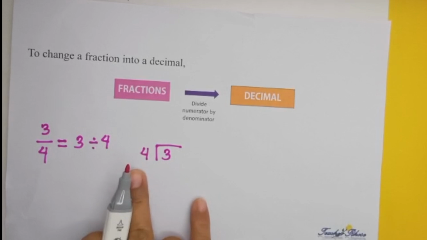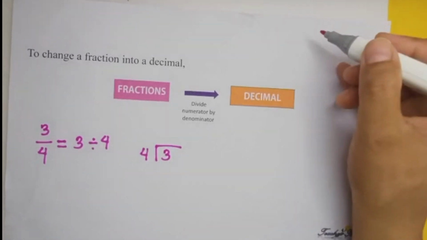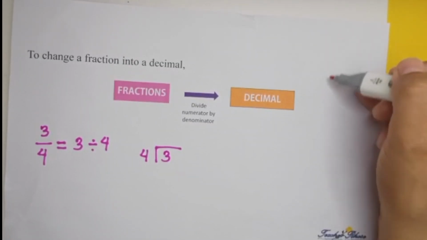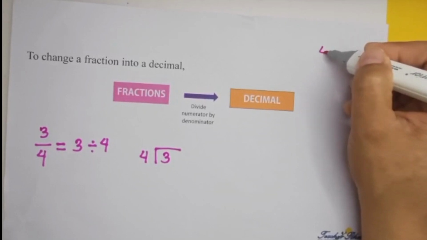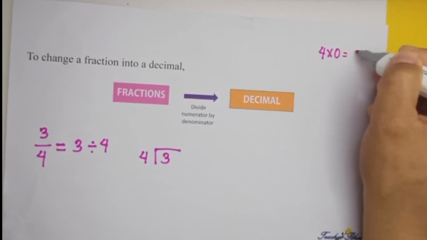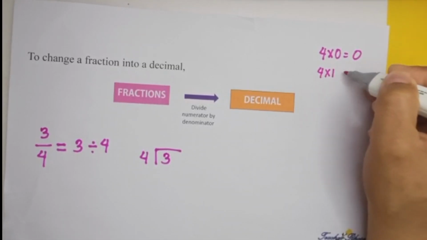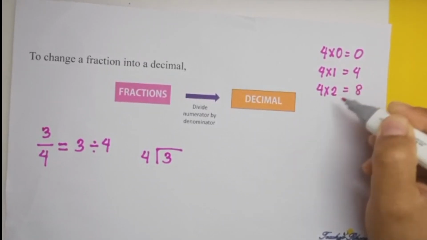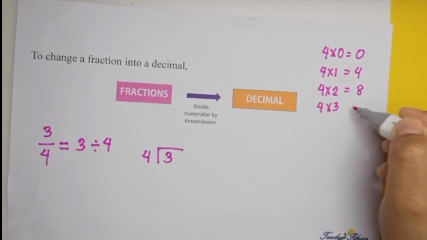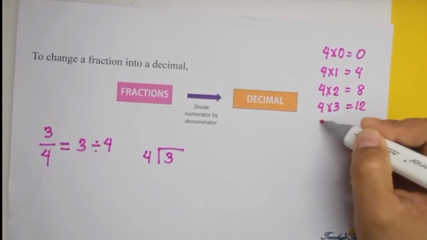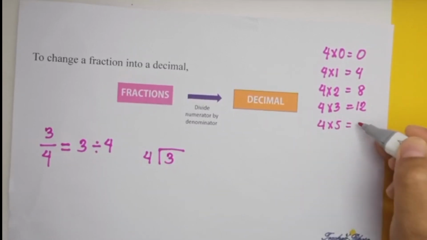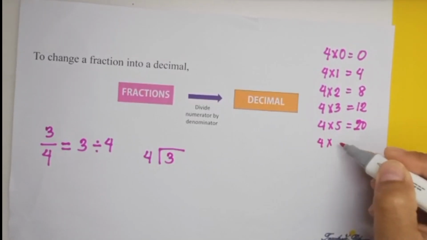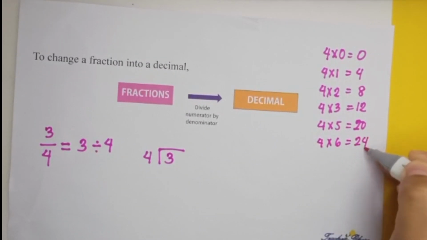Now since I am dividing by 4, I will have the table of 4. To make my calculation easy, I will write my table of 4 on this side. So if I have 4 times 0, that will give me 0. 4 times 1, that will give me 4. 4 times 2, that will give me 8. 4 times 3, that will give me 12. 4 times 5, that will give me 20. 4 times 6, that will give me 24.